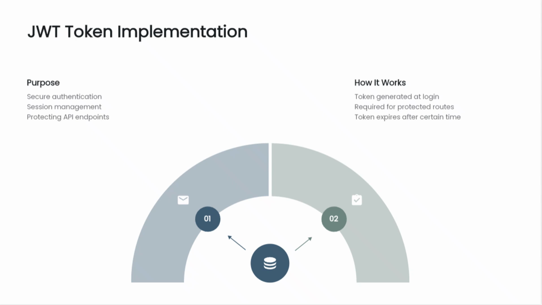When a user successfully logs in, a unique JWT token is generated and sent back to them. Every time they try to access a protected route, they must include this token. The server validates the token and only then grants access. Importantly, the token also expires after a certain time, which limits the exposure if a token is ever compromised.